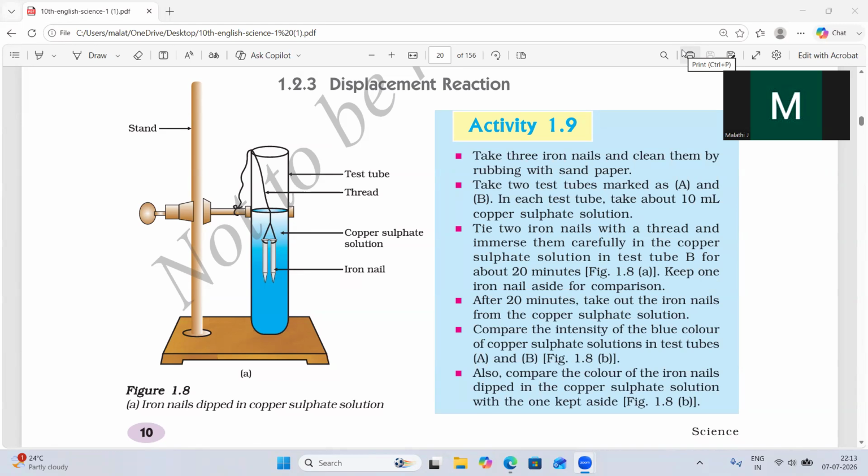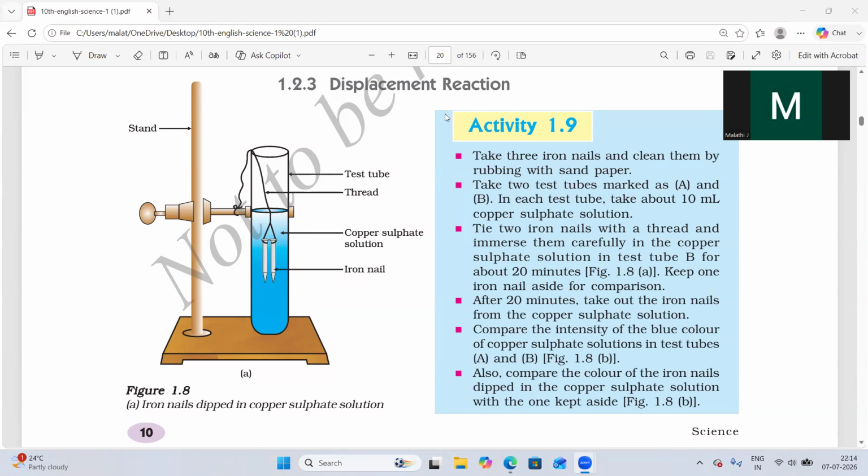Today we will discuss the remaining topics from chemical reactions and equations. We already discussed two types of chemical reactions in the last session. Now we will discuss the third type of chemical reaction, that is displacement reaction.